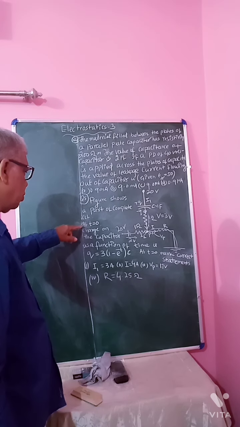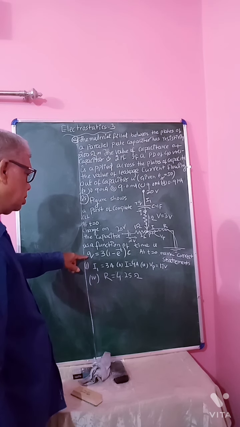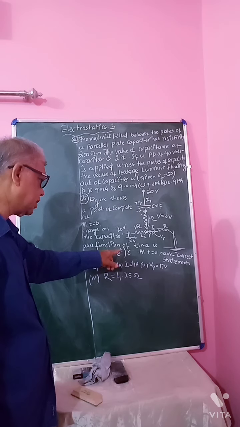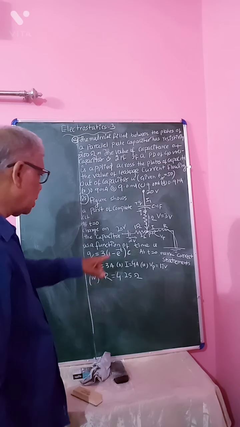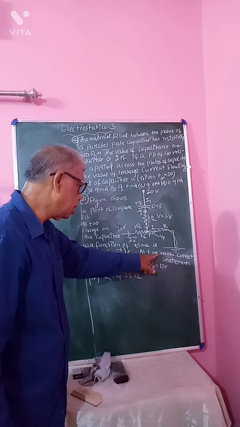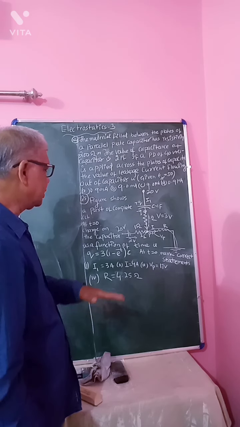At time t equal to 0, the charge on the capacitor as a function of time is Q equal to 3 into (1 minus e to the power minus t) coulomb. It is asked, at time t equal to 0, mark the correct statements. What is the circuit here?